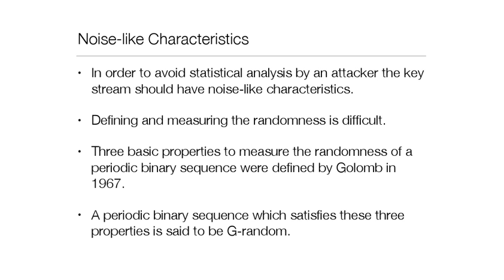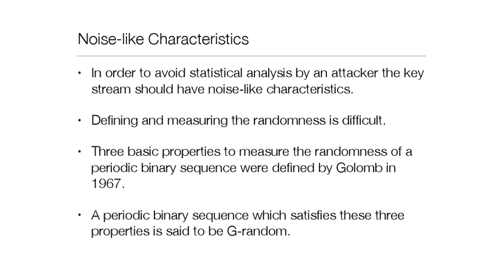So, noise-like characteristics. In order to avoid statistical analysis by an attacker, the key stream should have a noise-like characteristic. That means it should look random. So it will prevent the attacker from statistically analyzing the key stream and predicting the next bit of the key stream. If he can do that, then he can generate the key stream from that point onwards. Okay, so defining and measuring randomness is very difficult.